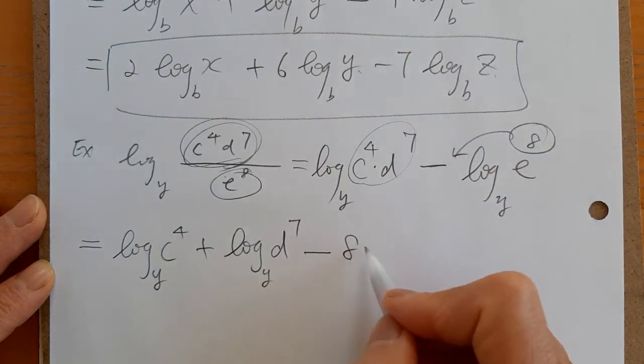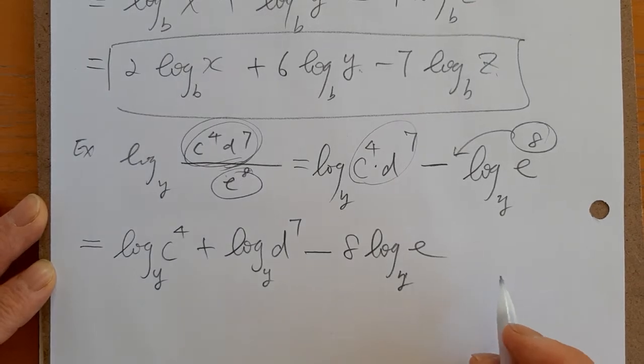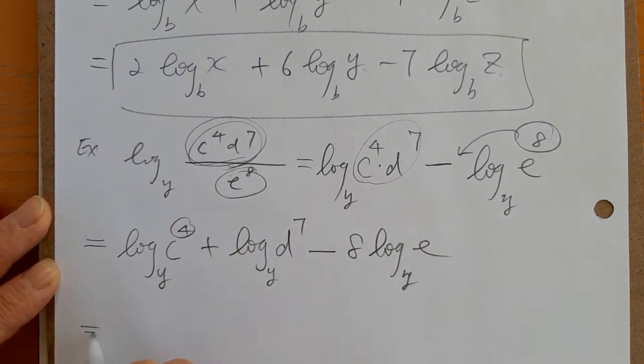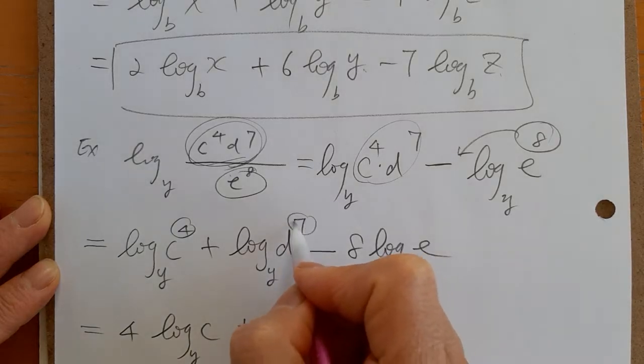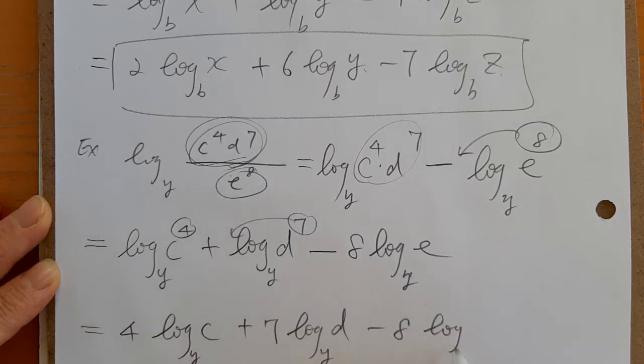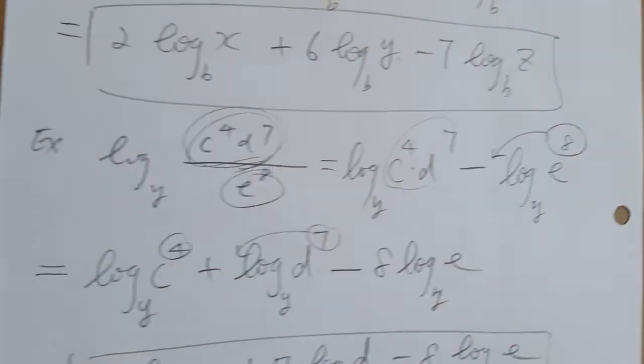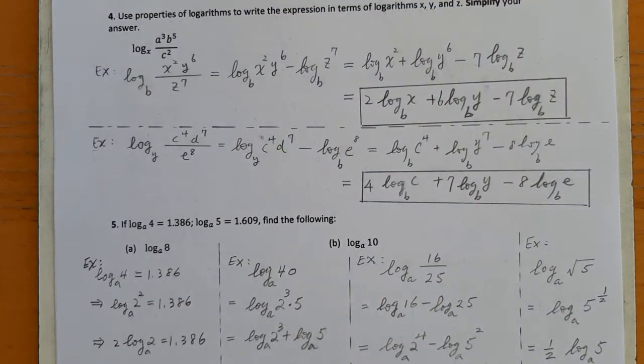The a comes down: a log e. And then use the power rule on the others: the 4 comes down, 4 log c, plus 7 log d, minus a log e. That's how we write it, simplified.